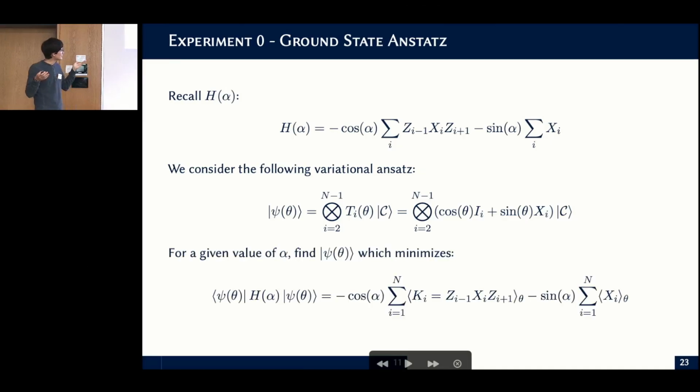Then, as we've seen in VQE before, for a given value of alpha, the ground state that we want to approximate, we look at the expectation value of the energy and minimize over theta, and that's going to give us our approximation for the desired ground state. There's a little bit of subtlety in actually how we compute these, coming from the fact that the ansatz is not unitary. If you are curious about that, feel free to ask me at the end.